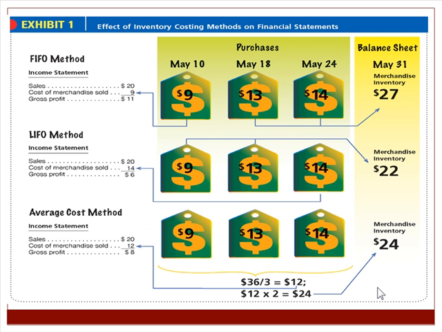Here's just another picture to hopefully help you see it, and we're going to talk about this more. Remember that sales less cost of merchandise sold, or cost of goods sold, is gross profit. Under the FIFO method, with first in, first out, the first goods purchased will be the first goods sold. So that's going to be the first purchase here, which is May 10th. Under LIFO, last in, first out, it would be the May 24th stuff coming out first.